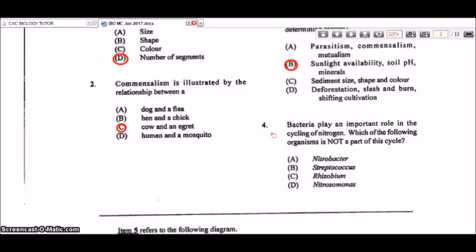Question 4. Bacteria play an important role in the cycling of nitrogen. Which of the following organisms is not a part of this cycle? So out of these types of bacteria that are listed here, it would have to be the Streptococcus. Nitrobacter and Nitrosomonas, those are two types of nitrifying bacteria. So they'll be part of the process of nitrification. And Rhizobium is the bacteria that will be involved in nitrogen fixation. So Rhizobium is an example of nitrogen fixing bacteria. So Streptococcus is not involved in the nitrogen cycle.